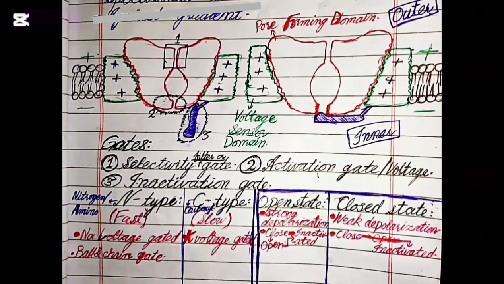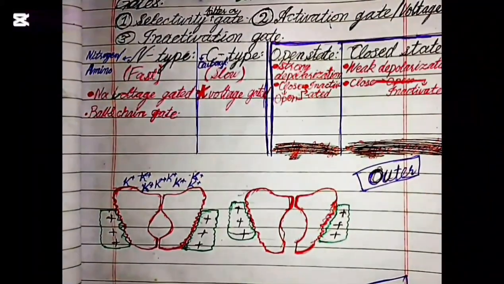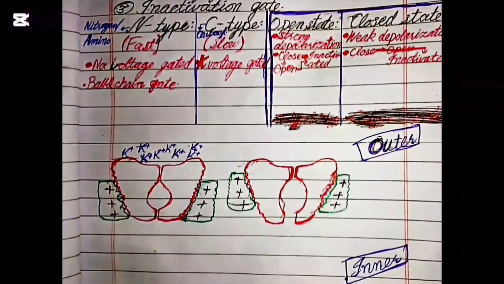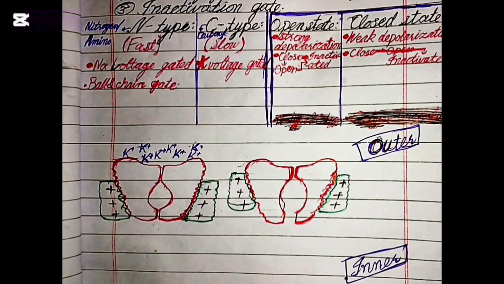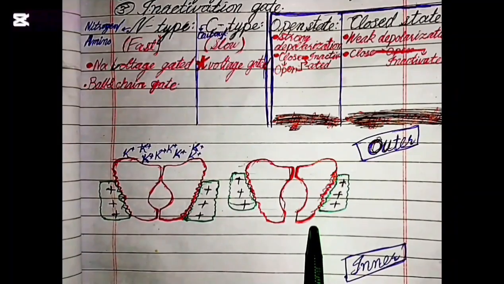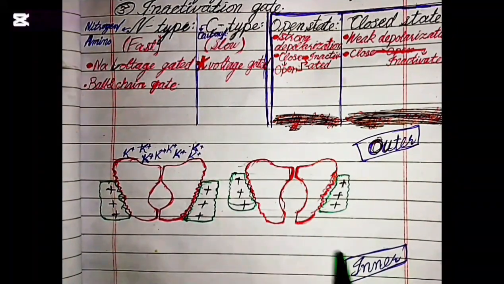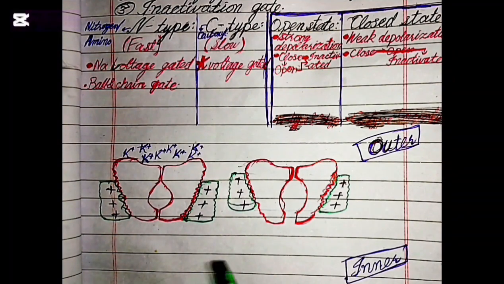Now coming to C type, as it is slow, look at its structure. Its structure is the same, but the main difference is only in the inactivation gate. Here the inactivation gate is not present separately. It is present inside the activation gate, meaning some part of the activation gate inactivates. Its example is the potassium voltage gated channel, which is a slow channel.